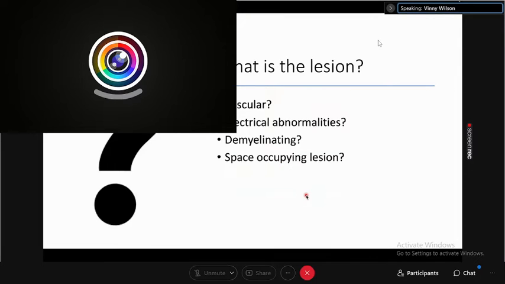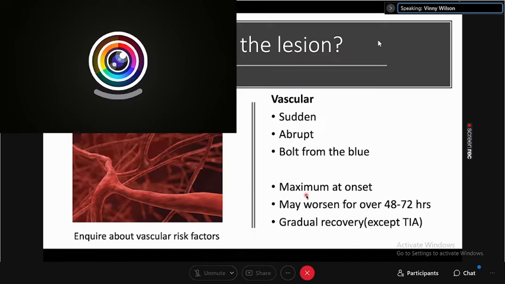So having discussed the various patterns that lead to different localization, now we will answer the third question as to what the lesion is. And this obviously refers to what the etiology is. Etiology can range from being vascular to electrical abnormalities to a demyelinating condition to a space-occupying lesion like a tumor. So how does one know what is what? Just as we saw earlier, it is the onset and progression that tells you what the lesion is or what the etiology is.